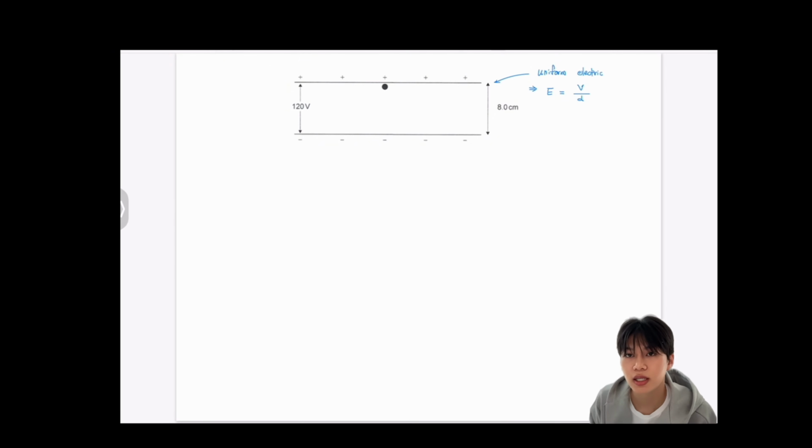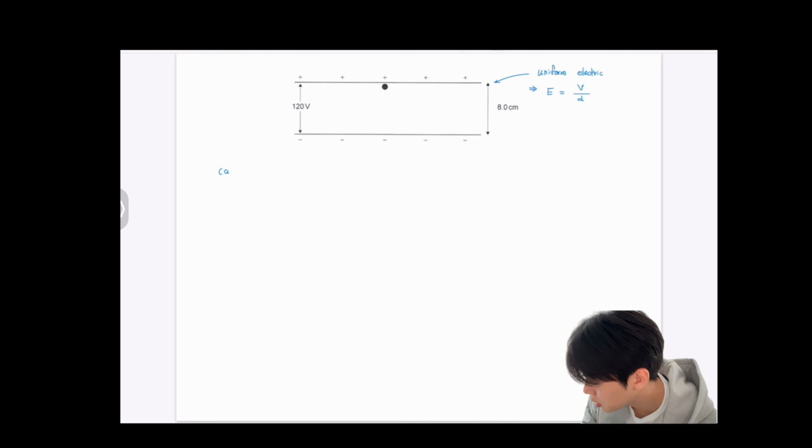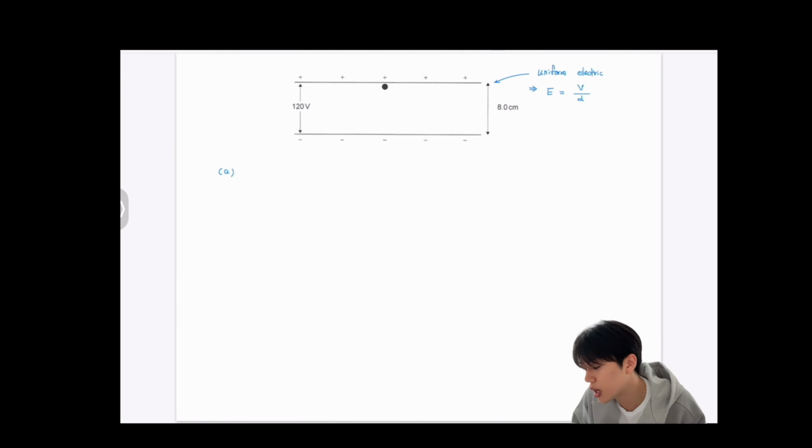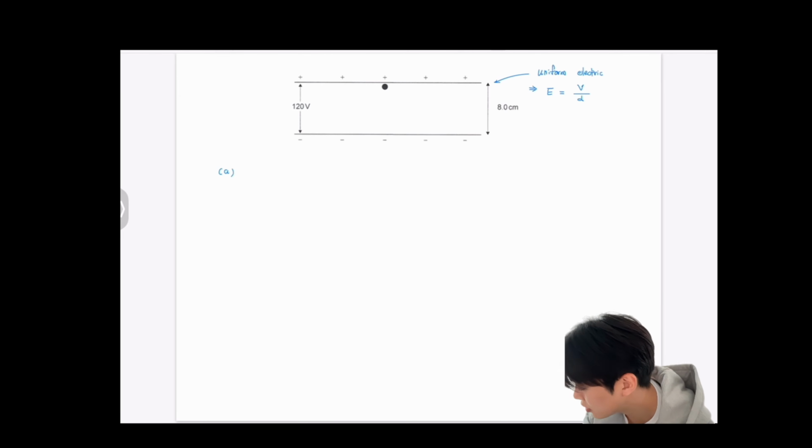So question A says to calculate the electric field between the plates. They ask to calculate the electric field, but students might wonder: what electric field? Electric field force, electric field strength, electric field potential energy? But every time they skip the word behind electric field, it's always electric field strength, okay? So for the electric field strength, E equals V over d. As I said, this equation is used.